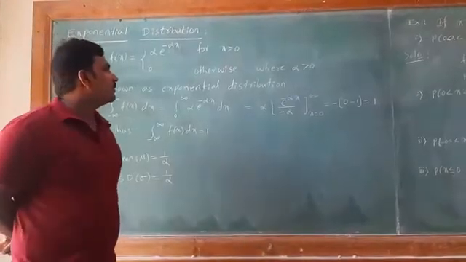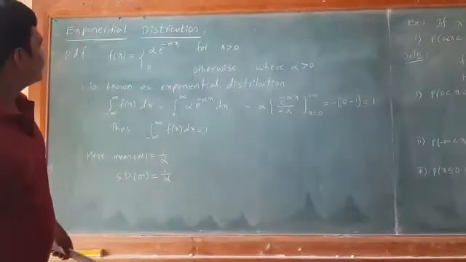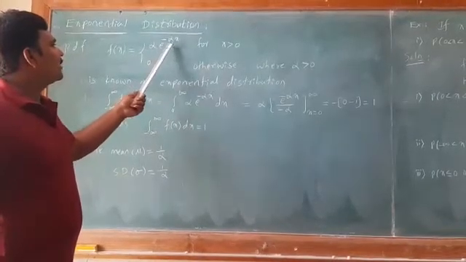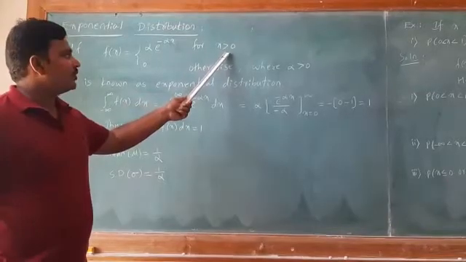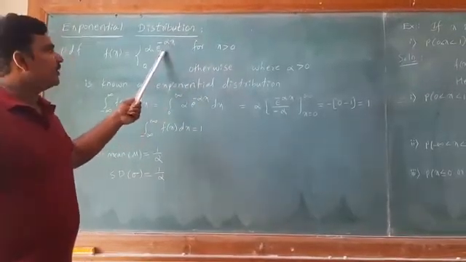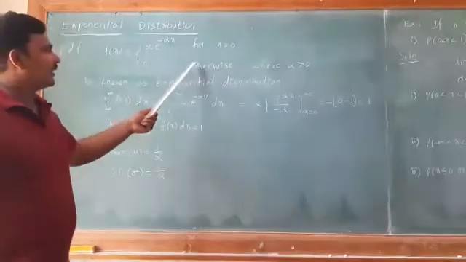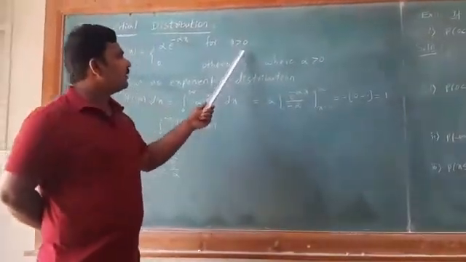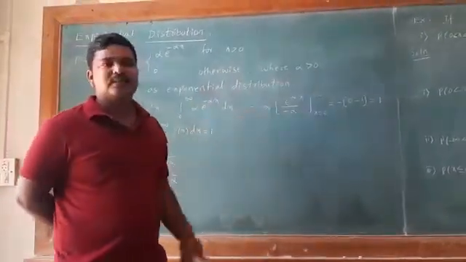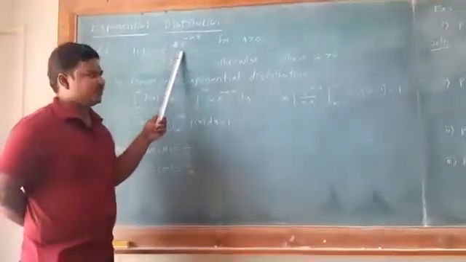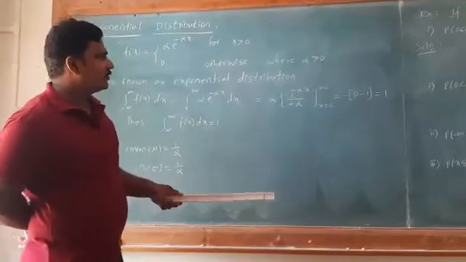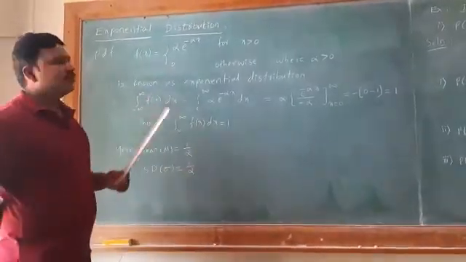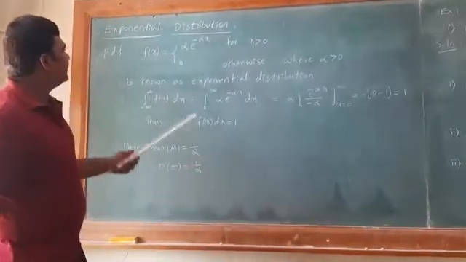First we can see the statement of the exponential distribution. f of x is equal to, here two functions are there. The first function is alpha into e raised to minus alpha x for x greater than 0, where alpha is greater than 0. Otherwise, if x is less than 0, the function becomes 0. You can remember the conditions: always x is greater than 0 and alpha is greater than 0, then we can apply this function. Otherwise, if x is less than 0 or alpha is less than 0, the function becomes 0. So this is the exponential distribution.